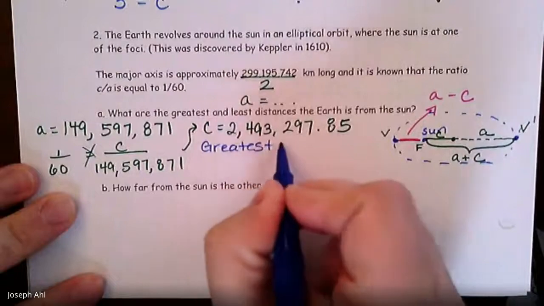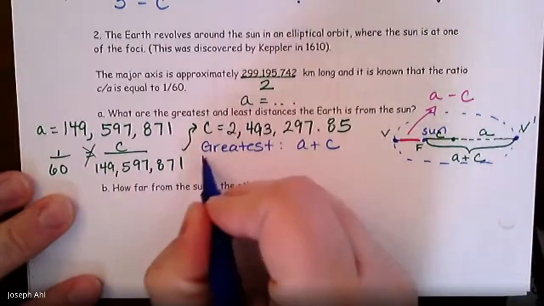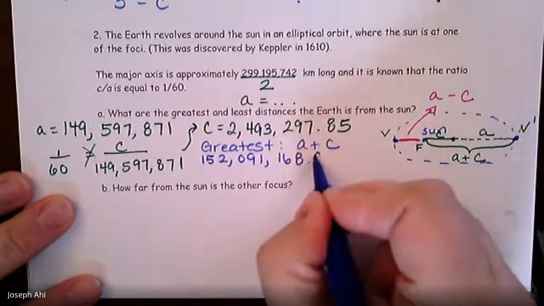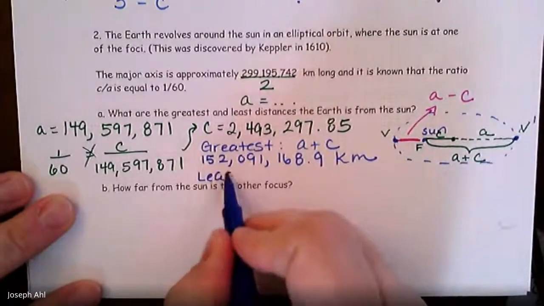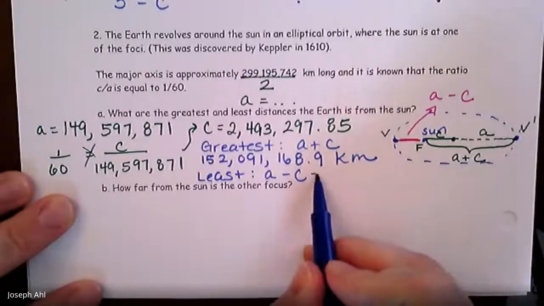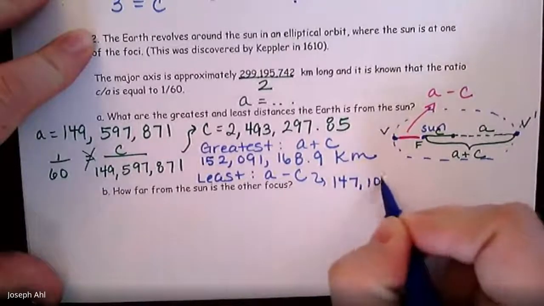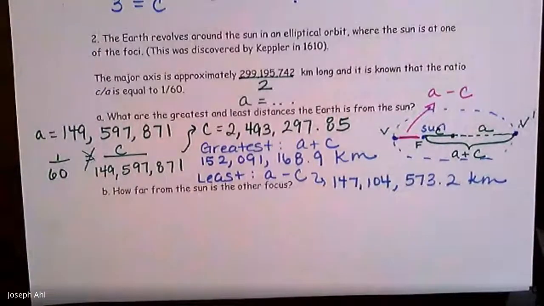Okay, so the greatest distance, which we determined was A plus C, is going to be the sum of those two things, which is 152,091,168.9 kilometers. And then the least distance between the Earth and the Sun would be the quantity A minus C, which in this case is, if you subtract those, 147,104,573.2 kilometers. Okay. Sorry, I kind of had to squeeze all that in there. It is a little bit tough when the values are as large as they are in this context.